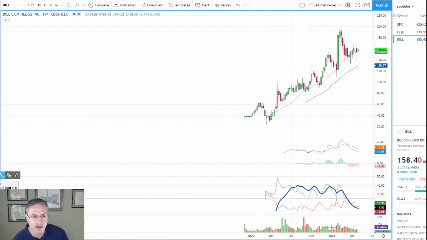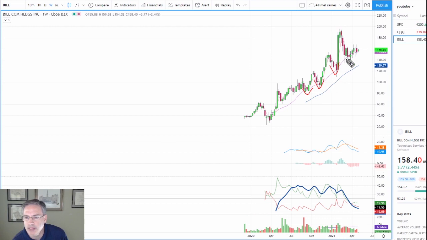I just kind of want you to notice the reaction at these spots where you got a good reaction, where it didn't spend a lot of time here. I mean, this was a couple weeks and then it jetted off of it. This was 1 week and then it jetted off of it, 1 week and then it jetted off of it. So this was acting more like a springboard, the 18-week acting like a springboard.